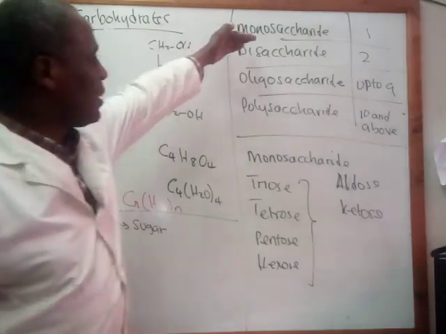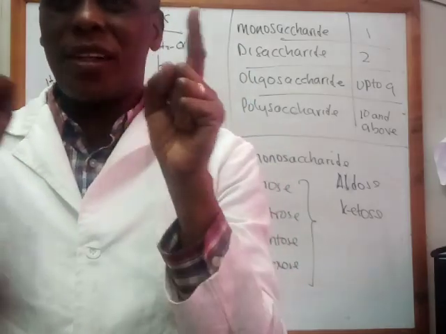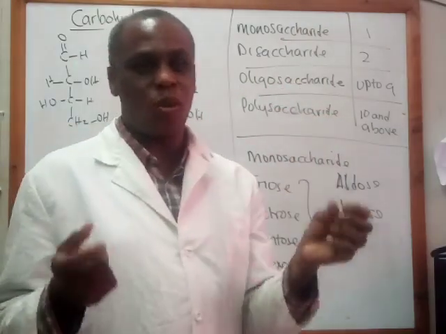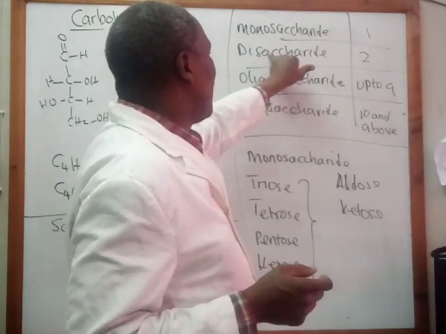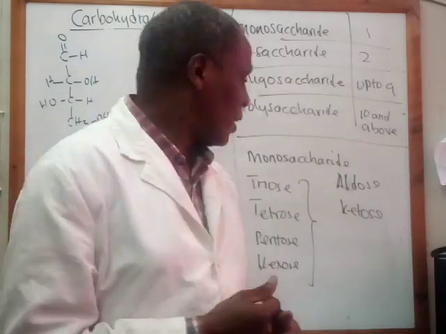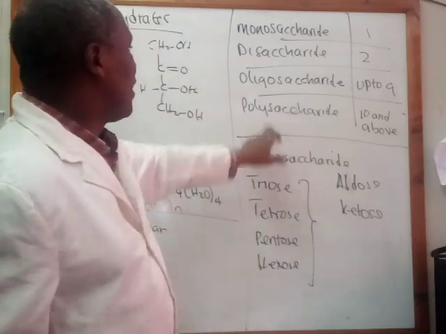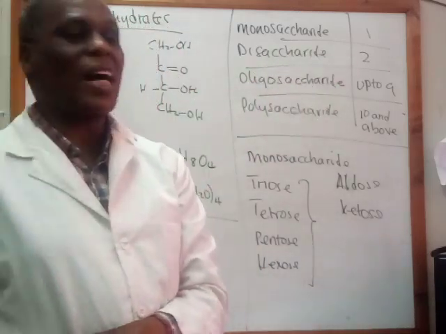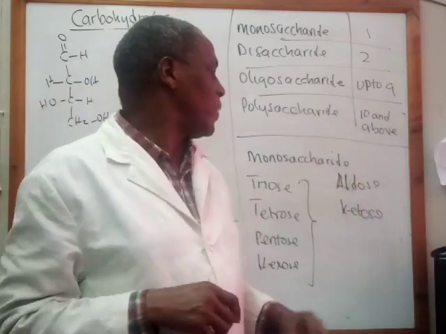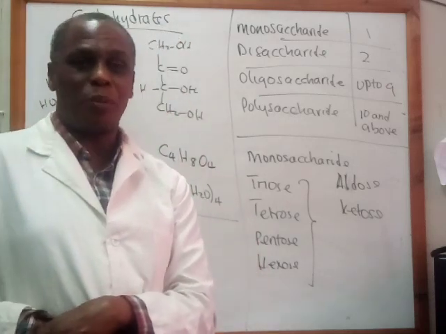So let's get to the different classifications for the saccharides. Monosaccharide means that it has one sugar unit, one saccharide unit. Disaccharide means that you've got two sugar units joined together by something called a glycosidic bond. If you have up to 9 saccharide units joined together, you have the name oligosaccharide. And beyond there, the name changes to a polysaccharide.